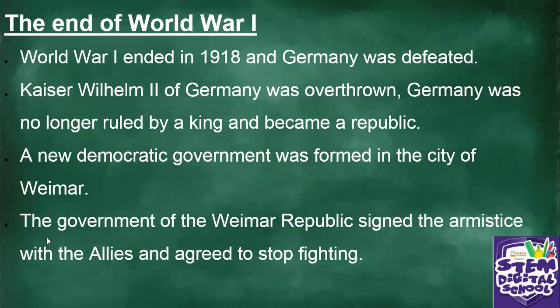Let's start by looking at the end of World War I. World War I ended in 1918 and Germany was defeated. After it was defeated, the ruler who was ruling, Kaiser of Germany, was overthrown. So Germany was no longer ruled by a king and became a republic. A new democratic government was formed in the city of Weimar. The government of the Weimar Republic signed the armistice with the Allies and agreed to stop fighting. So the Weimar Republic came into power when Germany was defeated in World War I.